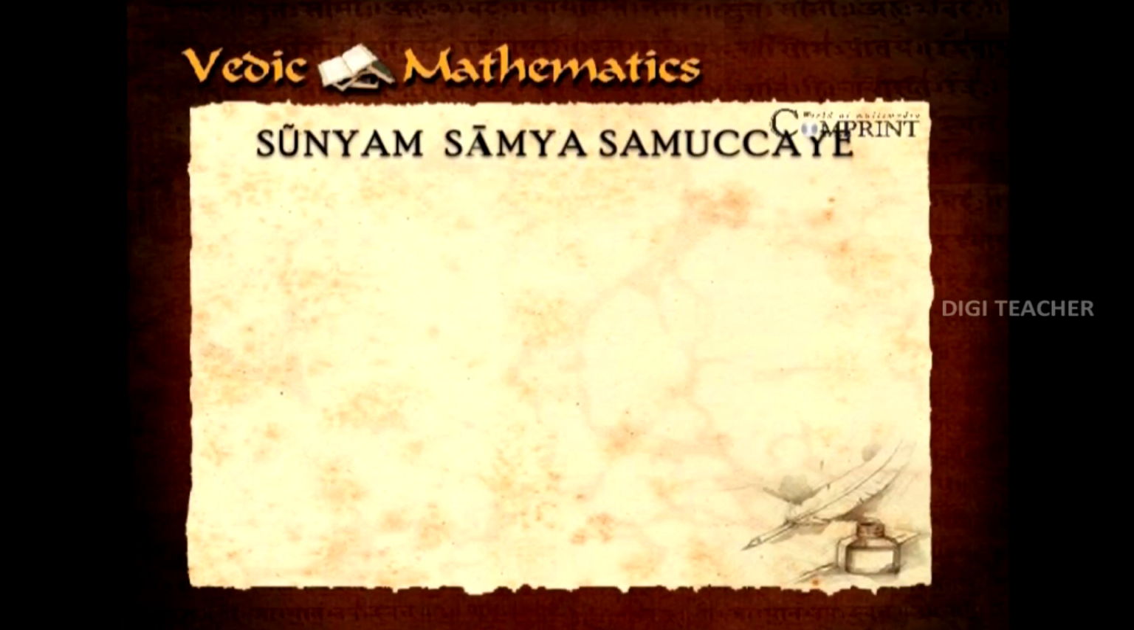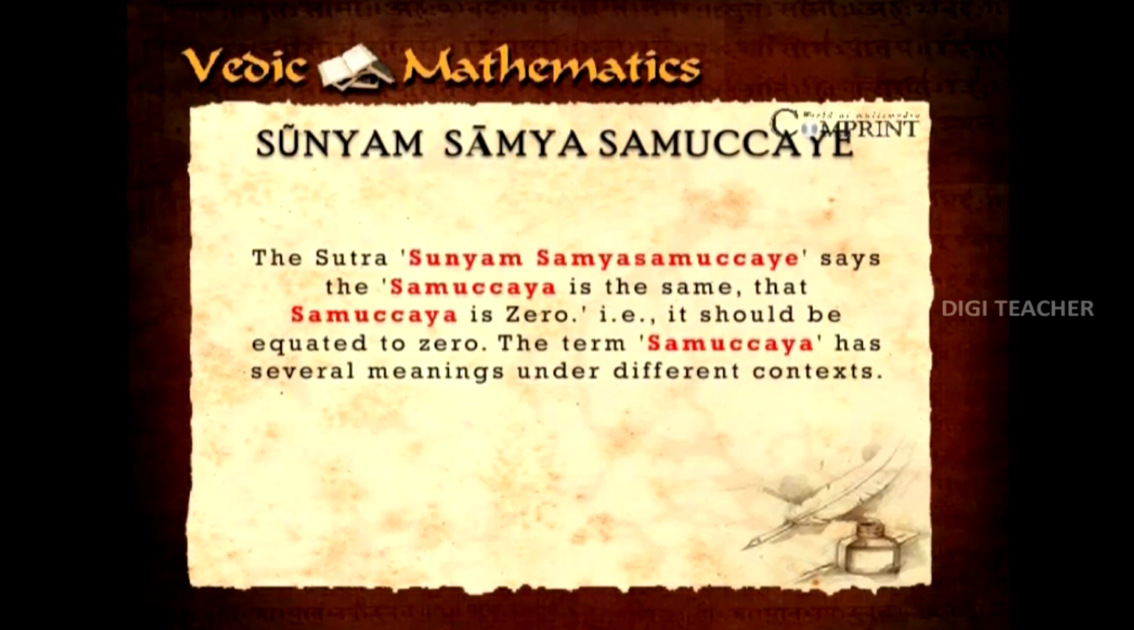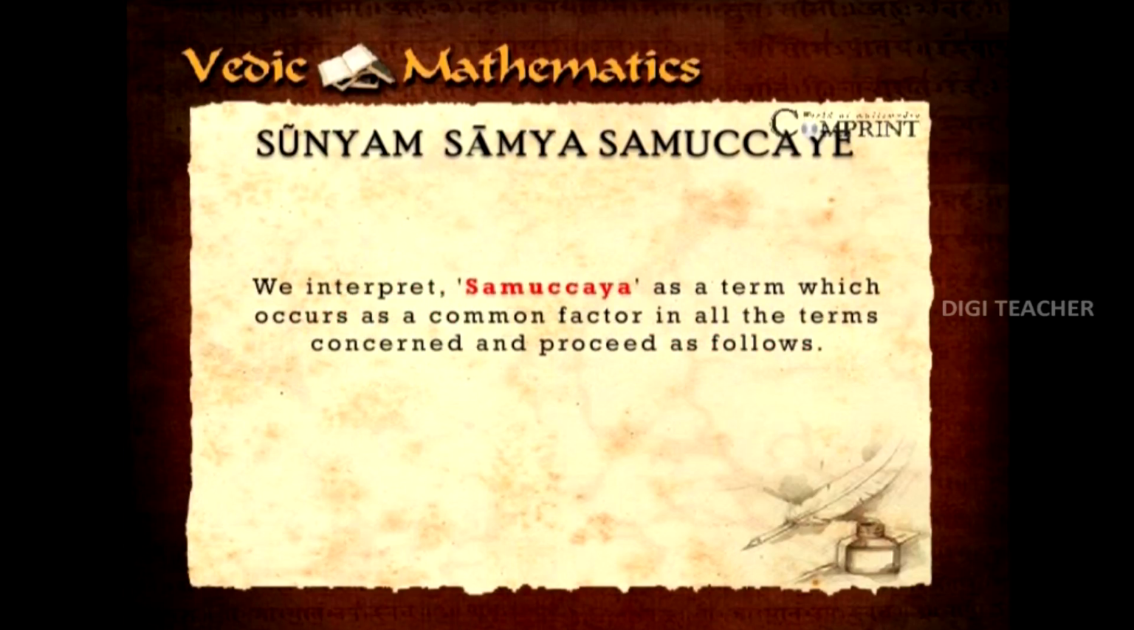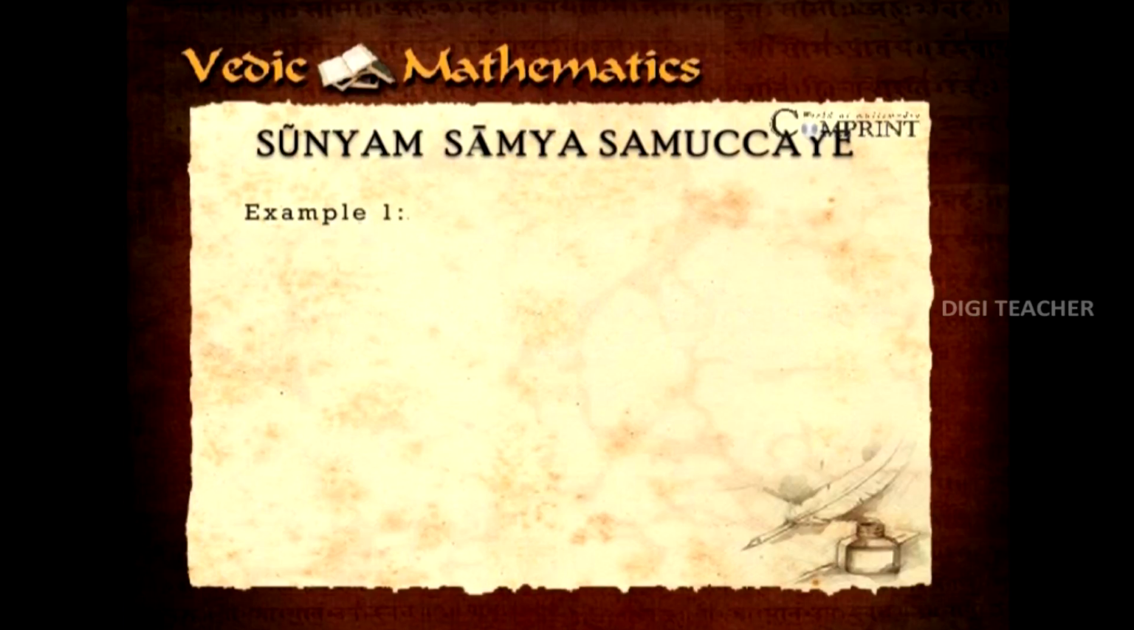Shunyam Samyasamuccaye. The sutra Shunyam Samyasamuccaye says the Samuccaya is the same. That Samuccaya is 0. That is, it should be equated to 0. The term Samuccaya has several meanings under different contexts. We interpret Samuccaya as a term which occurs as a common factor in all the terms concerned and proceed as follows.